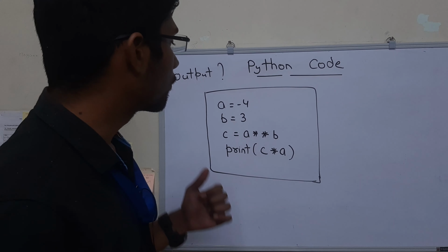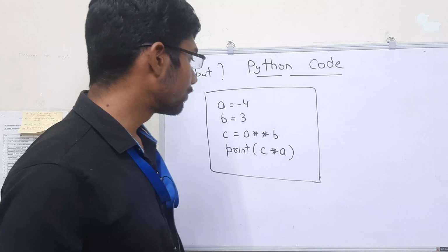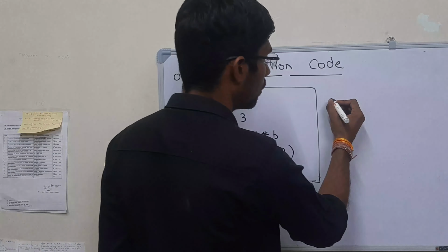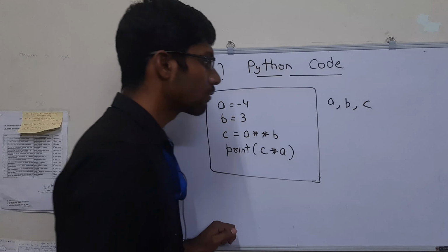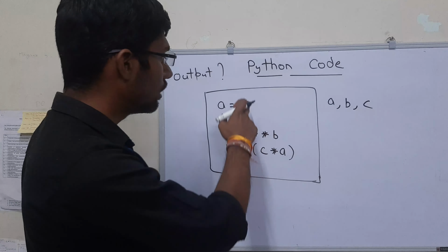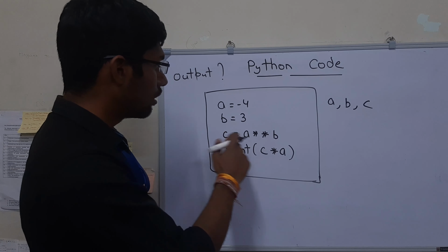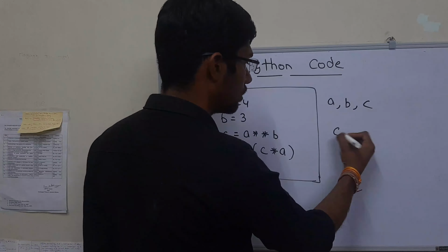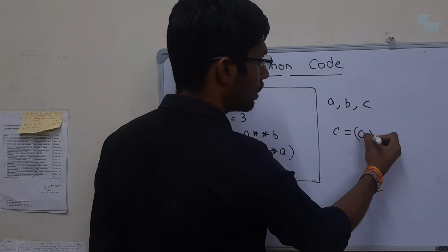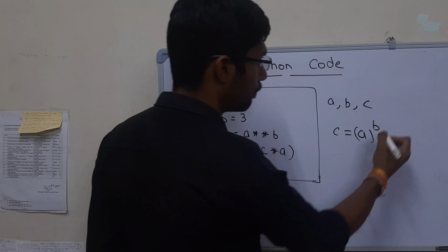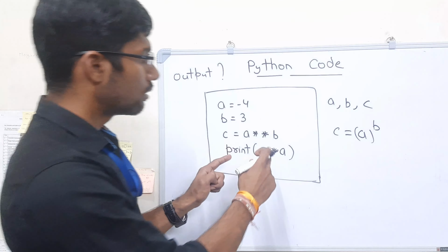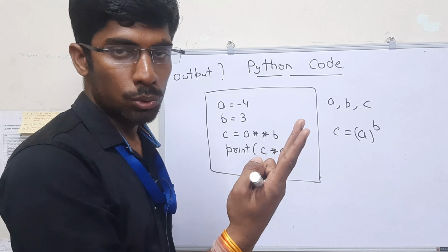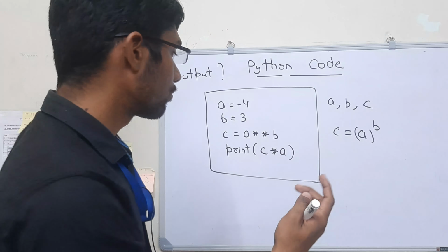So I'm going to discuss the output of this piece of Python code. In this code, we can see we have three variables, A, B, and C. A and B are assigned integer values, and C is equal to A exponential B. In Python, the exponential operator is used with two asterisk signs.